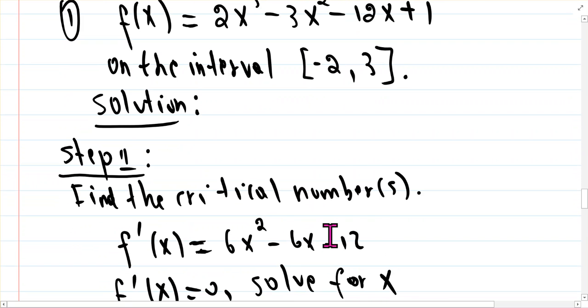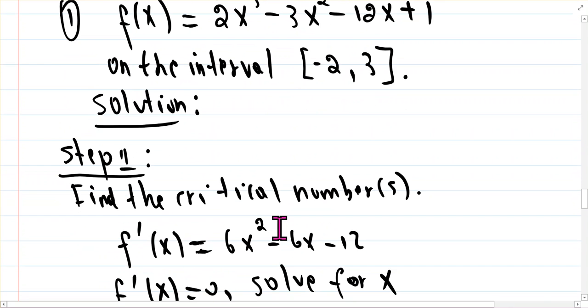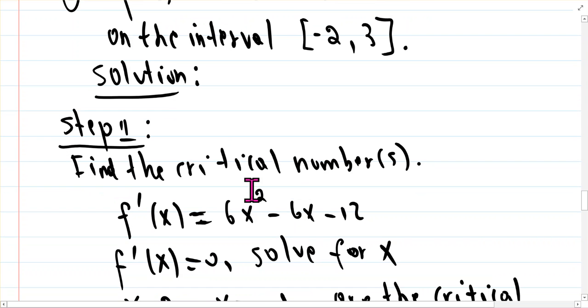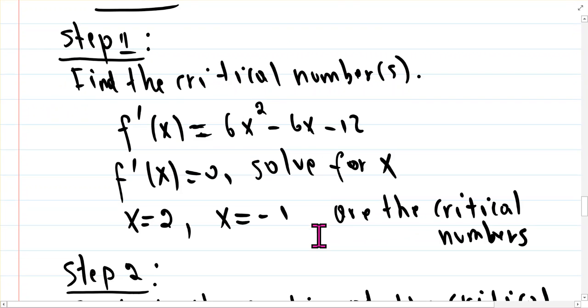How do you find the critical numbers? You take the function that is given and you take its derivative. The derivative of f of x gives us 6x squared minus 6x minus 12. You set the derivative equal to 0 and then solve for x. After you set this equal to 0 and solve for x, you get x equals 2 and x equals negative 1. So these are the critical numbers.